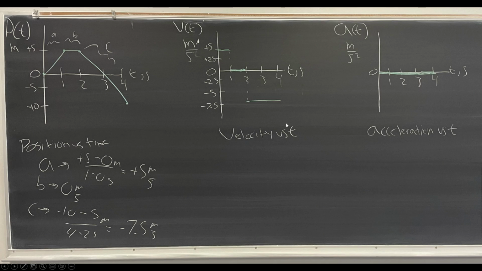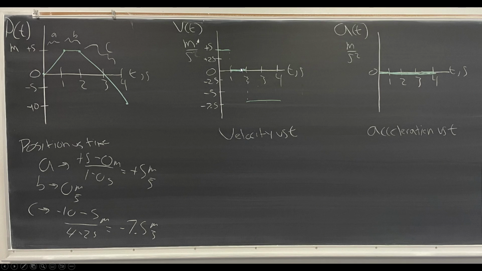For a velocity versus time plot, just use the slopes of position versus time as your actual values for velocity versus time. So from 0 to 1 second, the slope on the position versus time plot was positive 5. So for 0 to 1 second, we're going to fill in a value of positive 5. From 1 to 2 seconds, we had a 0 slope in our first plot. So for velocity versus time, from 1 to 2 seconds, it will be 0.